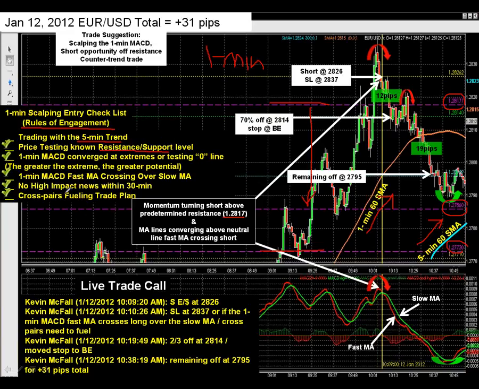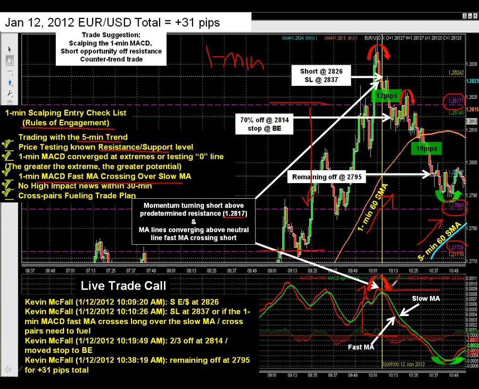As we go through our checklist, now is the 1-minute MACD. Are we at extremes of the zero line? Yep, we're at upper extremes. Here's the zero line, and we are well up here at upper extremes. And now, is the 1-minute MACD fast moving average crossing over the slow moving average? Remember, our red line is our fast moving average, and our green line is the slow moving average. Here we are at upper extremes, and we look at our three trigger elements that you learn when you go through the 1-minute MACD training module.